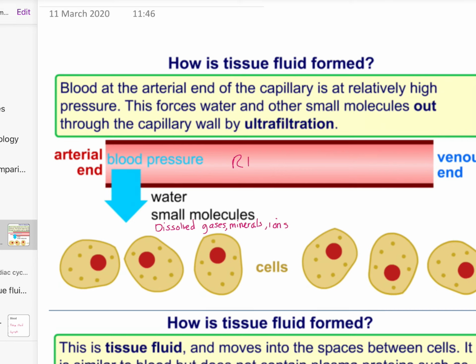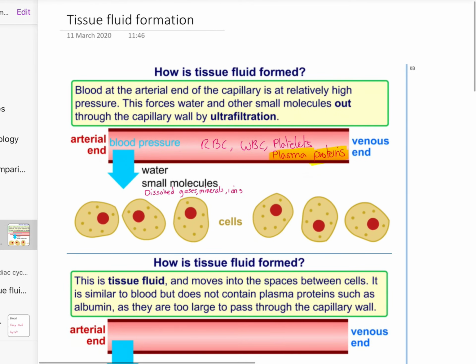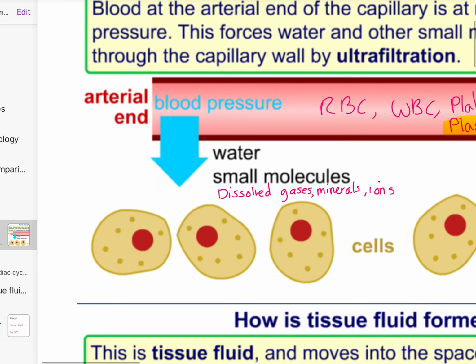Other contents of the blood, such as red blood cells, white blood cells, platelets, and plasma proteins, they're all far too large to fit out of the capillaries by ultrafiltration. They're far too large to fit through the small pores between the epithelial cells. Particularly relevant is the plasma proteins, which are going to have a big effect on osmosis later on.